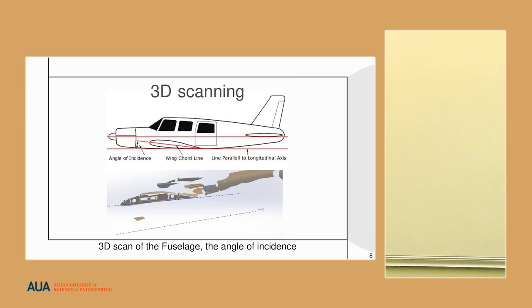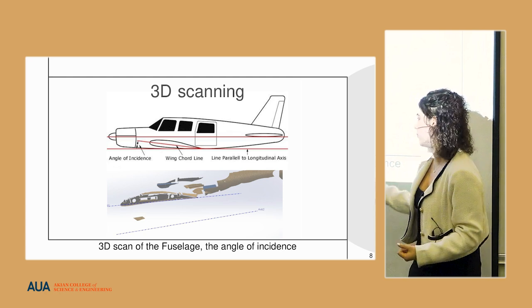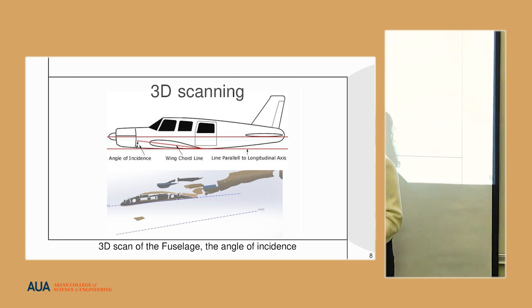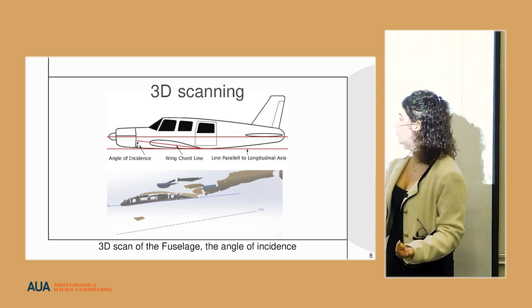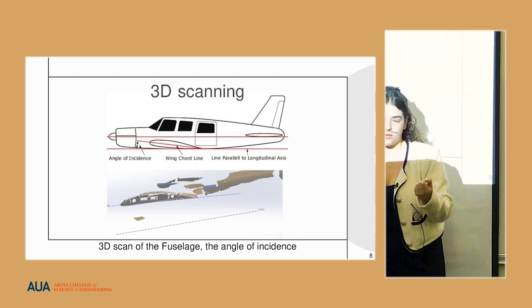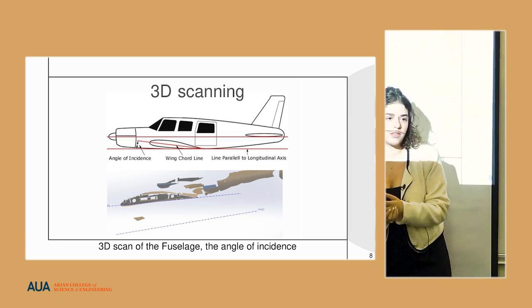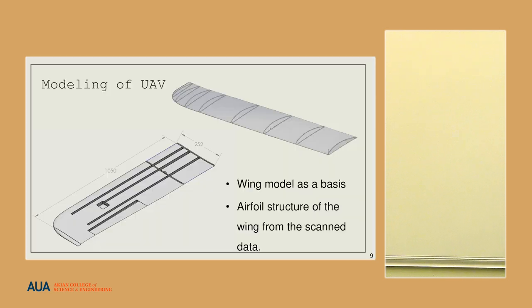The other property that we decided to keep the same is the angle of incidence. For that reason, the fuselage scan was made, but as the fuselage was huge, not all was needed. We took a small part of the fuselage, which was parallel to the longitudinal axis, and also the part from which the wing chord line can be drawn, and the angle was calculated using SOLIDWORKS software. The angle for this drone is 3.8 degrees.